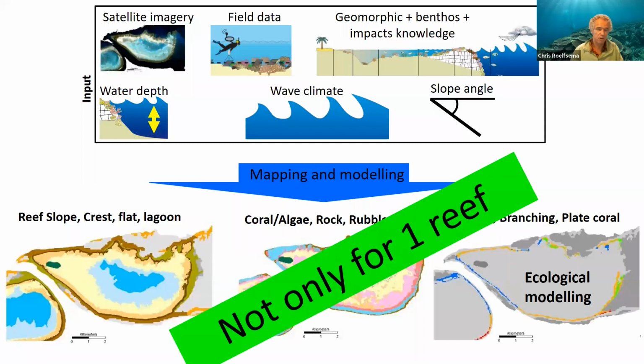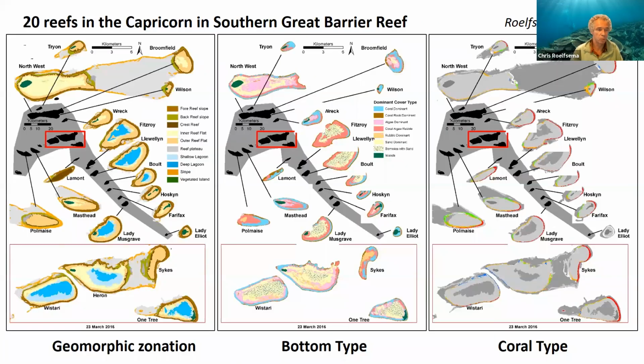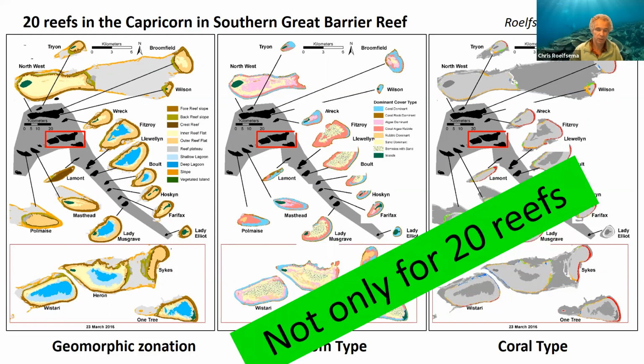So that's nice for one reef, and here we showed it for 20 reefs, or roughly the Capricorn Bunker group, where every reef has been treated in the same way. So every reef went through the same process. That's nice, but that's only 20 reefs.